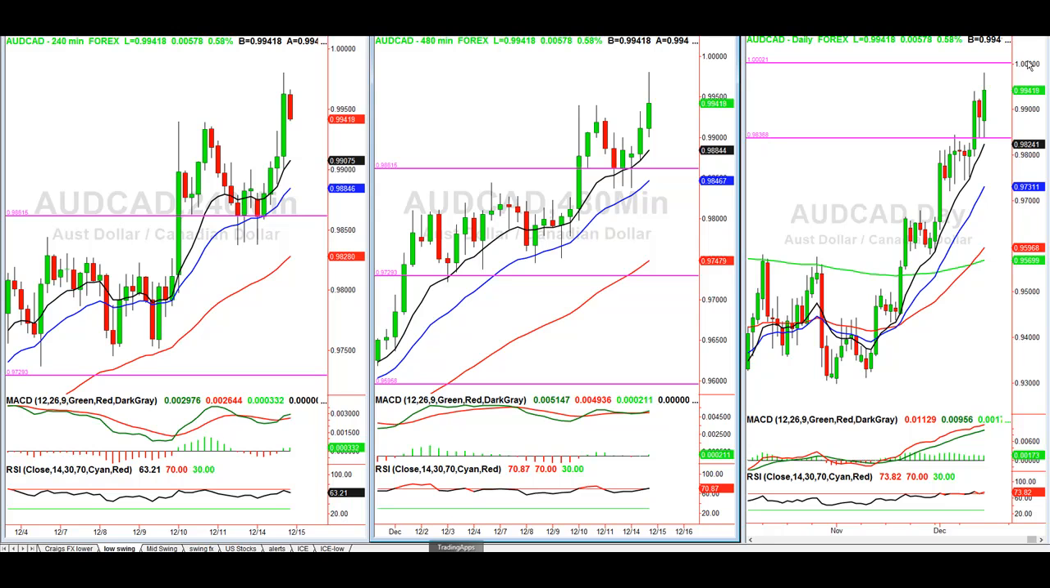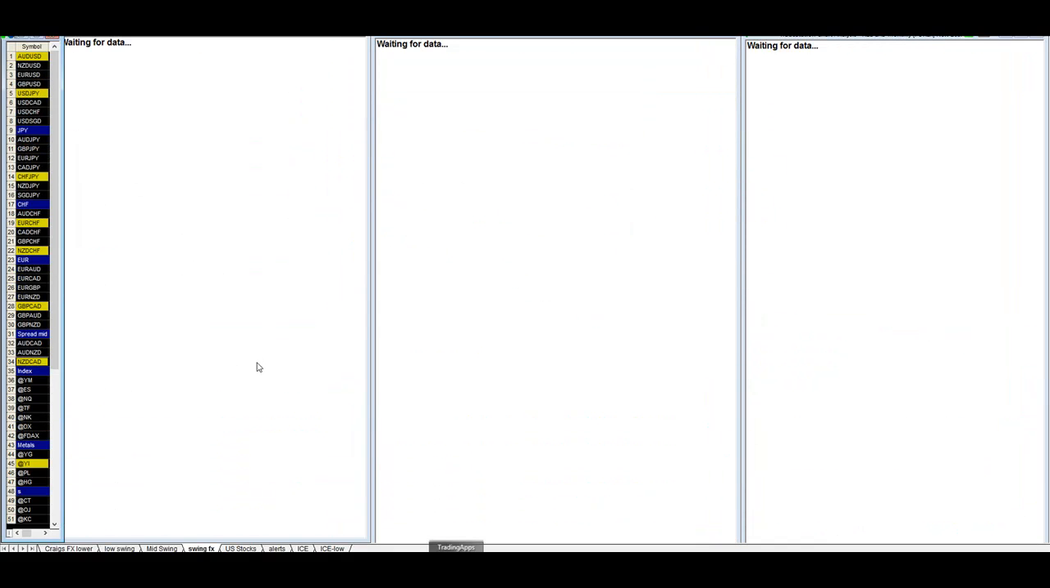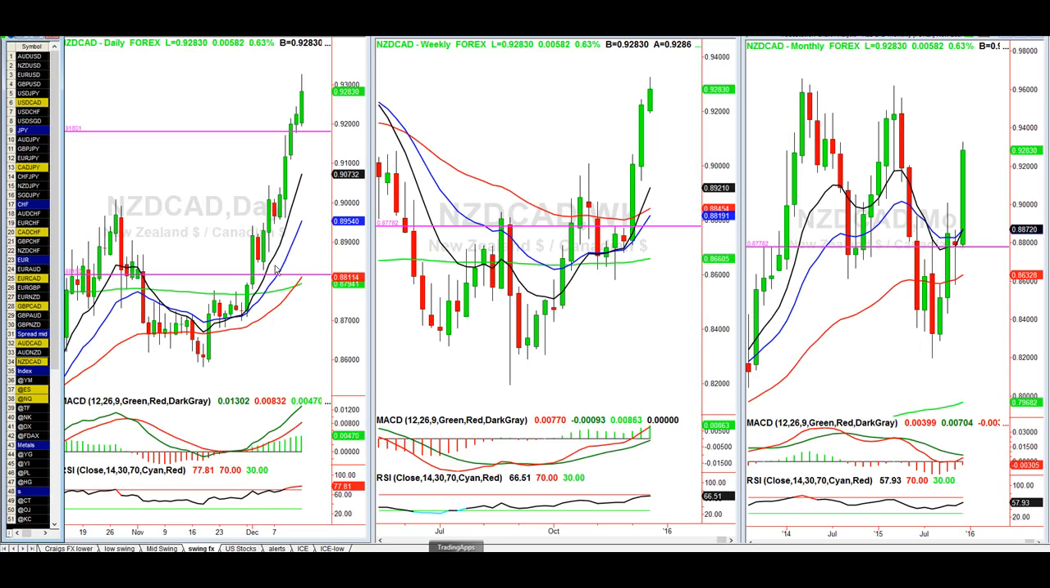We also are at a resistance point on the weekly, and we do have parity ahead. A lot of reason really to see Aussie CAD pull back, so one I'm going to be avoiding for the time being anyway. And finally, Kiwi CAD, once it comes up, here it is, a very strong move up.